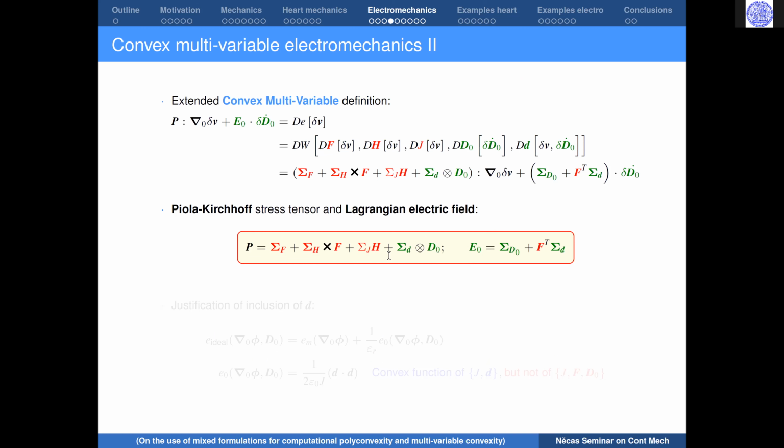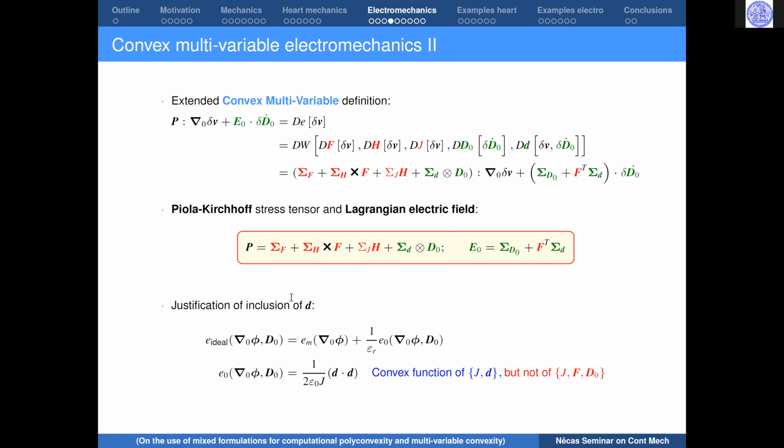But in the case of this extended set of arguments, you can see how the coupling takes place. So it's very nice to observe how Piola couples mechanics with electrics, and how the electric field also couples electric with mechanics. Okay, so it's all coupled there.